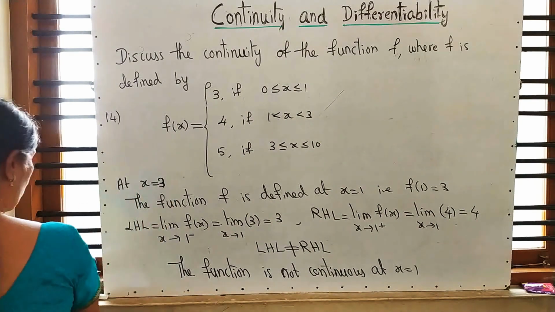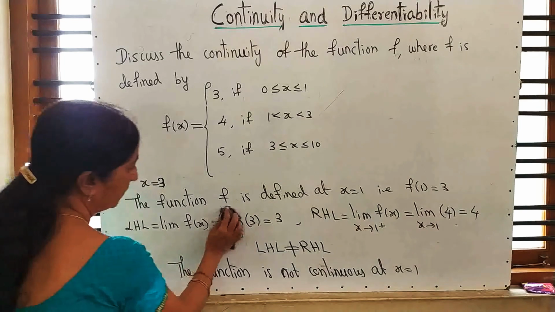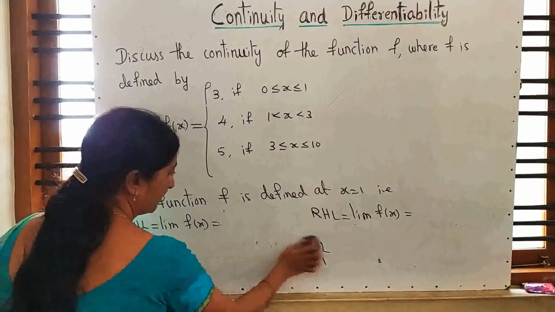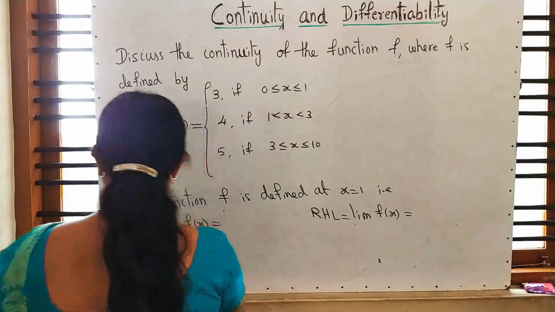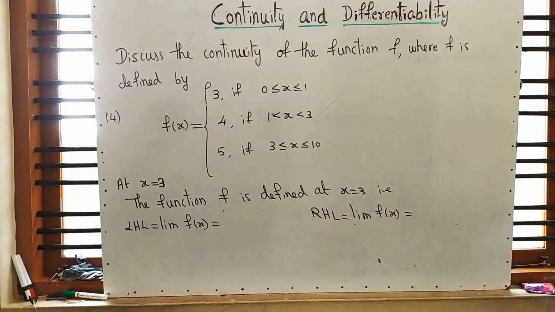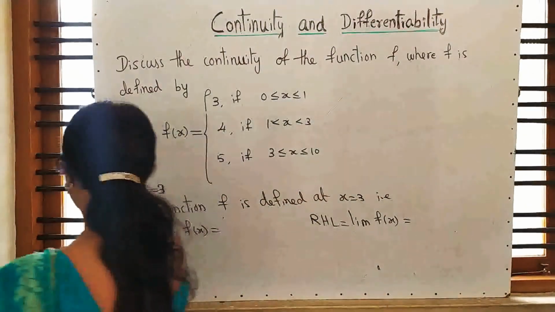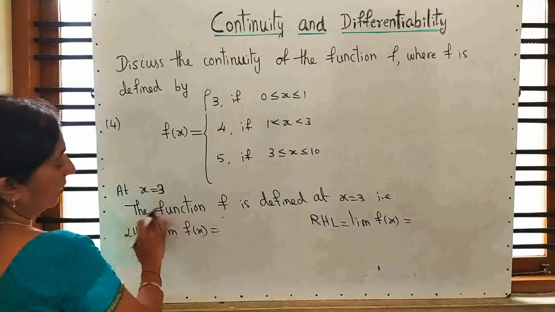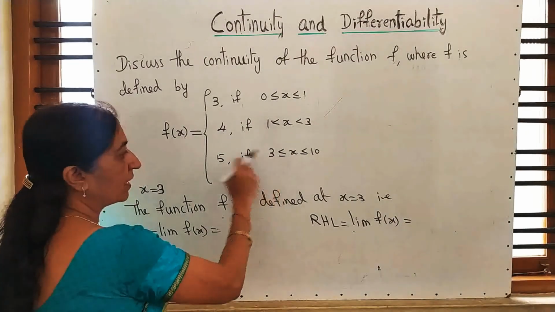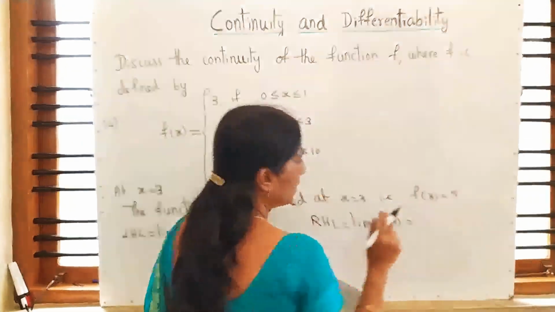Now we have to move for x is equal to 3. See, the function is defined at x is equal to 3 or what? The function f is defined at x is equal to 3 in the same question. Yes, how are you checking? At x is equal to 3, what is the value? It is given as 5. Is it defined or what?